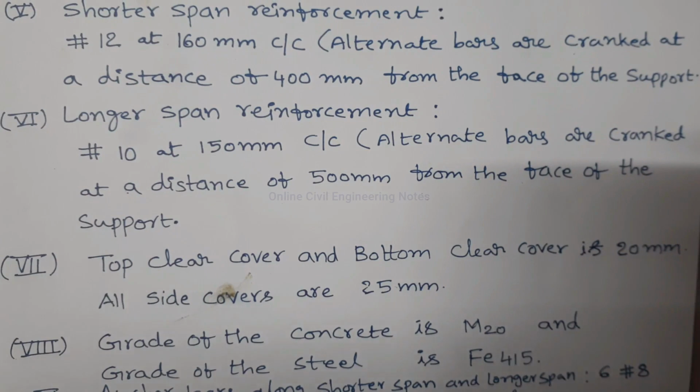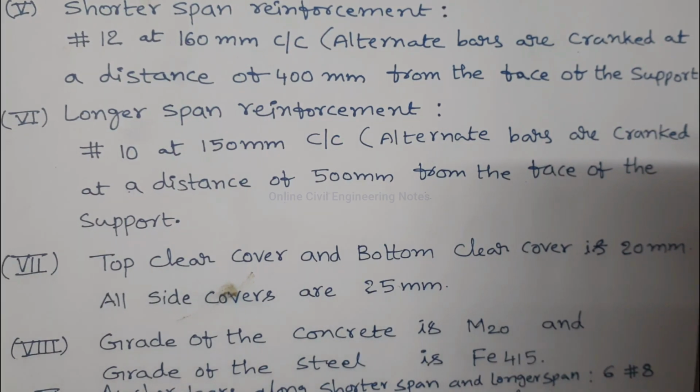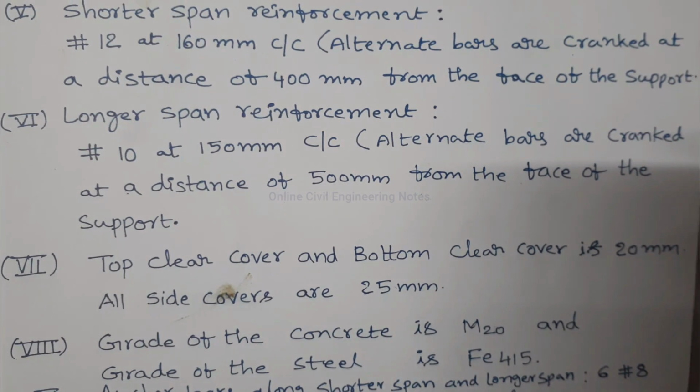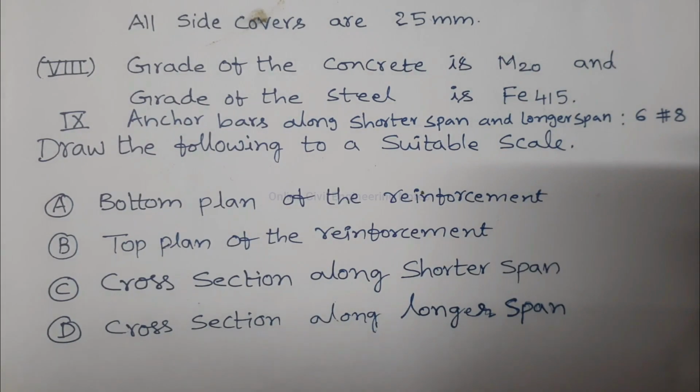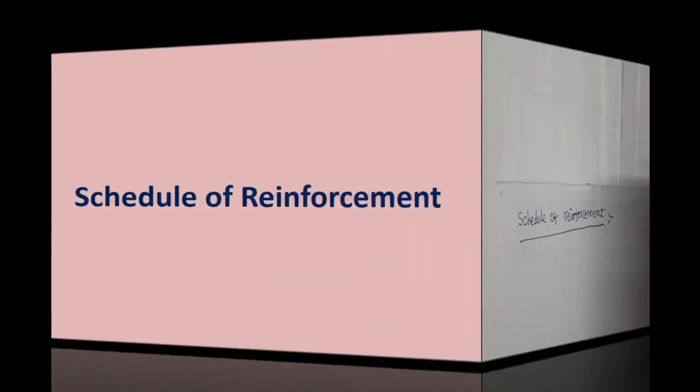Number 7. Top clear cover and bottom clear cover is 20 mm. All side covers are 25 mm. 8. Grade of the concrete is M20 and grade of steel is Fe415. 9. Anchor bars along shorter span and longer span are 6 numbers of 8 mm diameter. Draw the following to a suitable scale. A. Bottom plan of the reinforcement. B. Top plan of the reinforcement. C. Cross section along the shorter span. D. Cross section along the longer span.